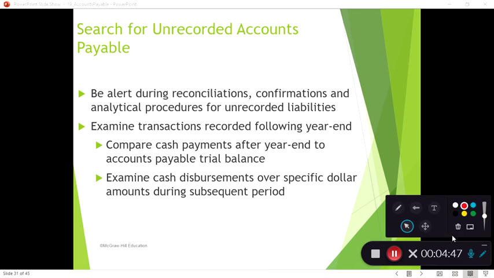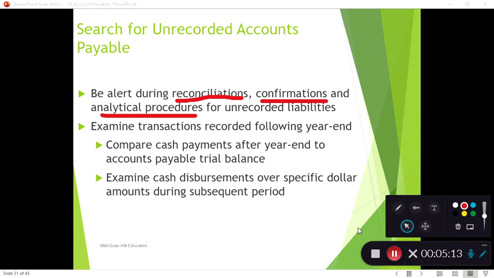All right, so on to the main test, the search for unrecorded accounts payable. We're going to look in the reconciliations that the firm does. We'll be looking for potential flags. If we do confirmations, obviously that would be something that would show up. And do we see any analytical procedures at the account level that suggest we might have some unrecorded liability?